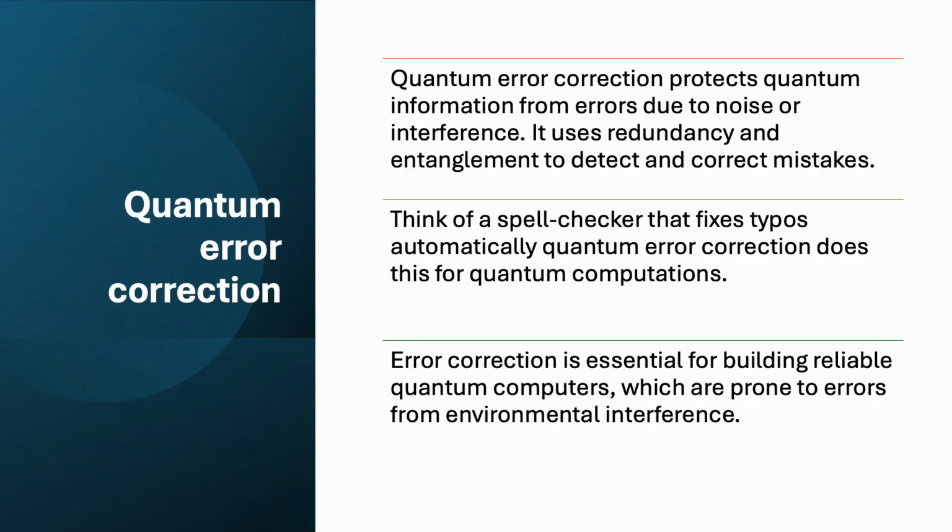Quantum error correction. One of my PhD students is currently working on this arena. This by itself is a huge arena of research and study. Quantum error correction protects quantum information from errors due to noise or interference. It uses redundancy and entanglement to detect and correct mistakes. Think of a spell checker that fixes typos automatically. Quantum error correction does this for quantum computation. Error correction is essential for building reliable quantum computers, which are prone to errors from environmental interference, as we discussed in our very first lecture.